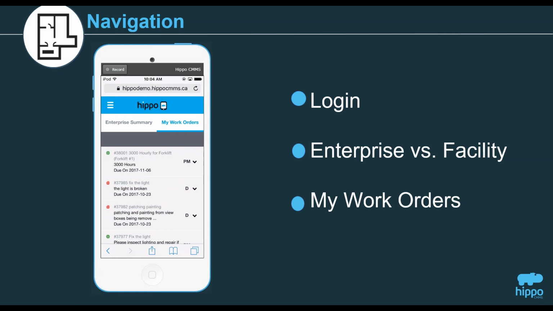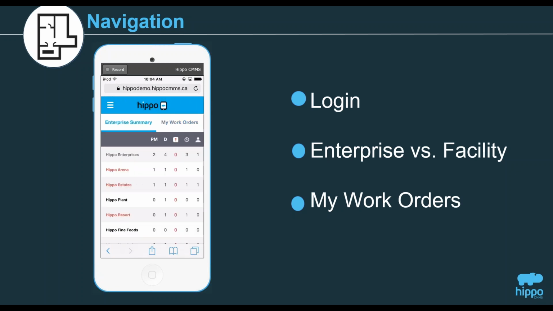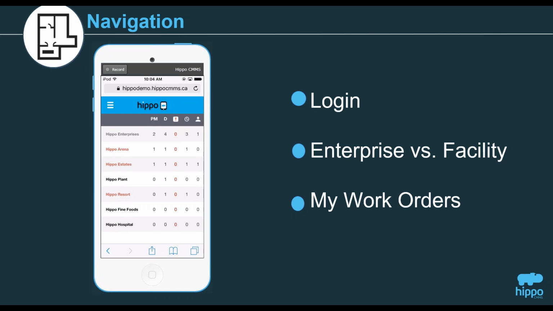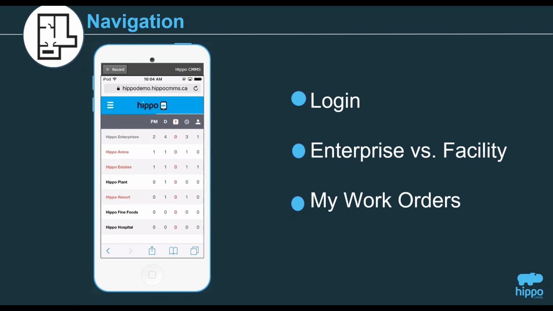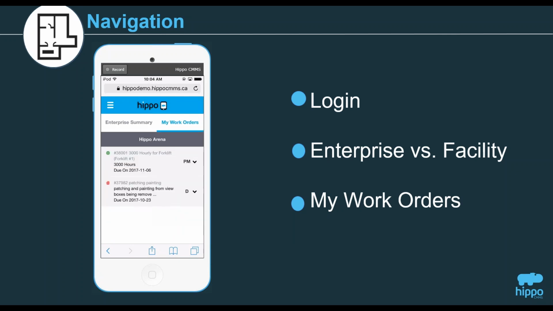To get into the facility, it's just like on desktop. If I go back to enterprise summary, instead of viewing all the work orders specific to my enterprise, I can click on the name of a plant, name of a facility, Hippo Arena, and I'm just viewing my work orders within that facility. Now you'll know that you're at the facility level if you see the words of the facility appear just in this gray box in the center of the screen. So I am in the Hippo arena.